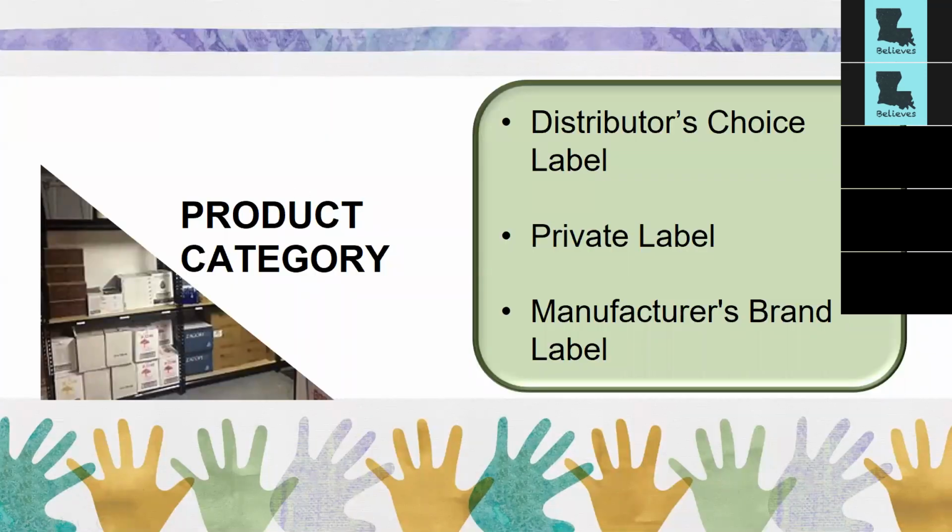The menu and standardized recipes will help to determine the type of product to purchase. There are three product categories: distributor's choice, private label, and manufacturer's brand. Review all of the categories to determine which label fits your needs. For example, the SFA would not need to purchase the top quality labeled green beans to prepare a green bean casserole.